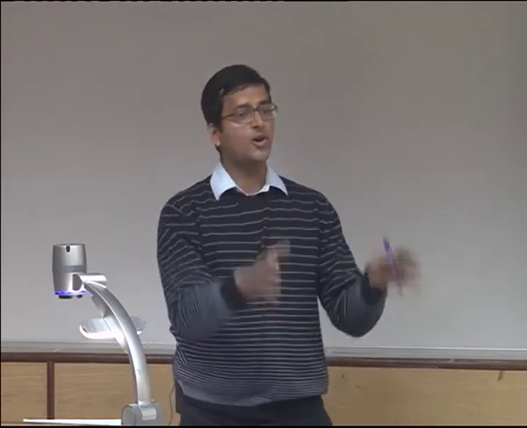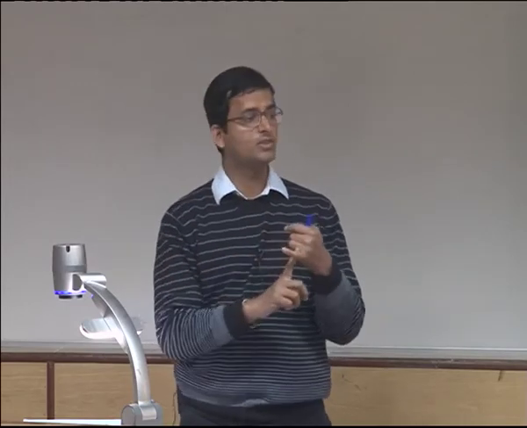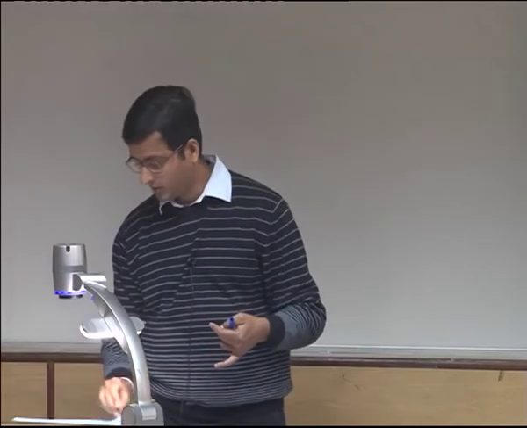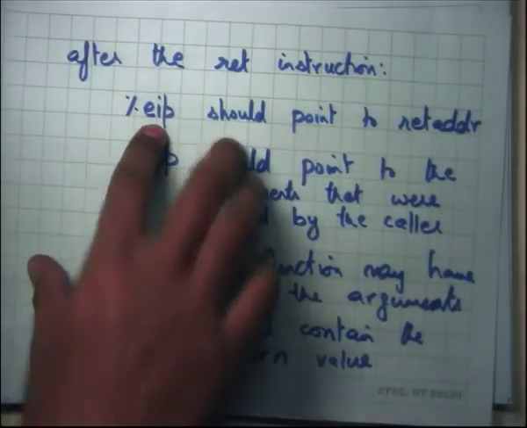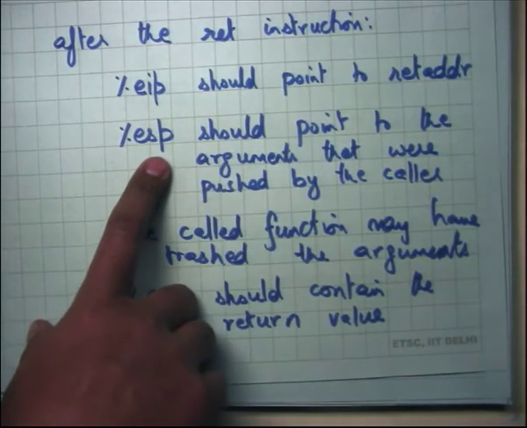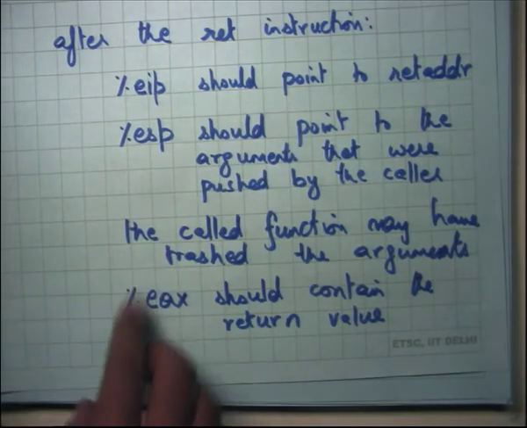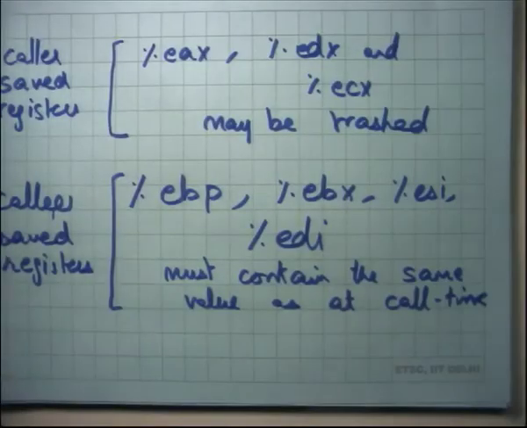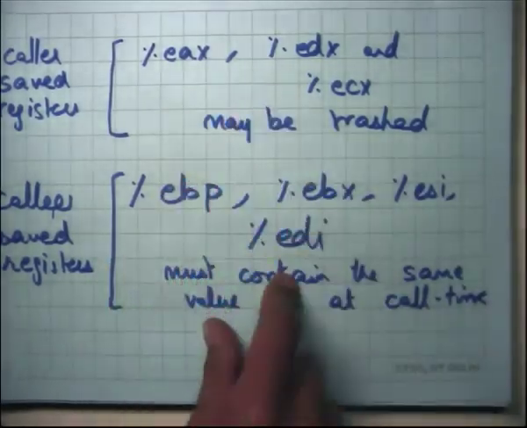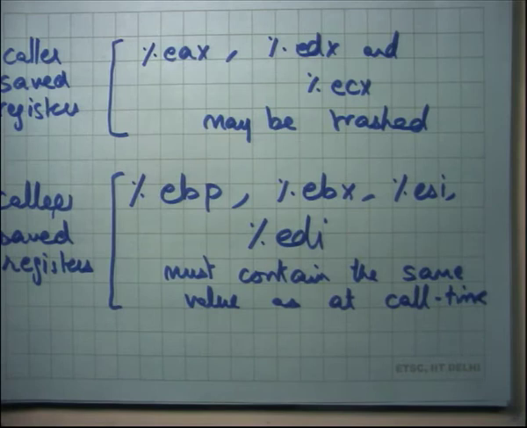So if the caller and the callee follow this contract, apart from that, a called function is allowed to do anything else it wants. So the called function can do anything it likes, but it should ensure that on return EIP will point to the return address that was pushed on the stack as the stack was set up on function entry. ESP will point to the arguments as I had set them up to be. It may have trashed the arguments, I don't care. EAX will contain the return value. These registers I may have overwritten, but these registers must contain the same value as at call time.